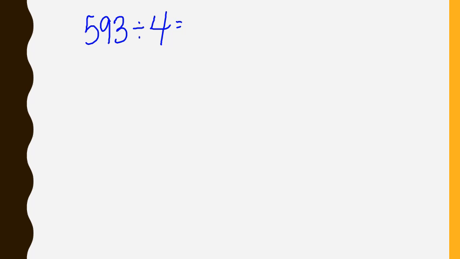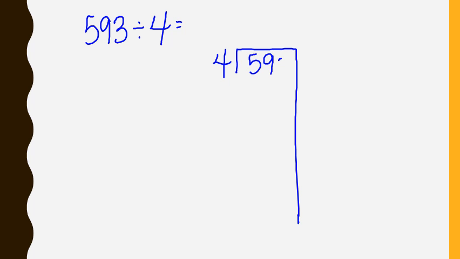When you're doing partial quotient, you're going to be setting it up in a long division way. But I like to make a long line over here because we're going to be working out problems to the right, working out our multiplication. Our divisor goes to the left, and our dividend goes underneath right here, 593. We always start with our largest place value, and that's going to be the hundreds place.